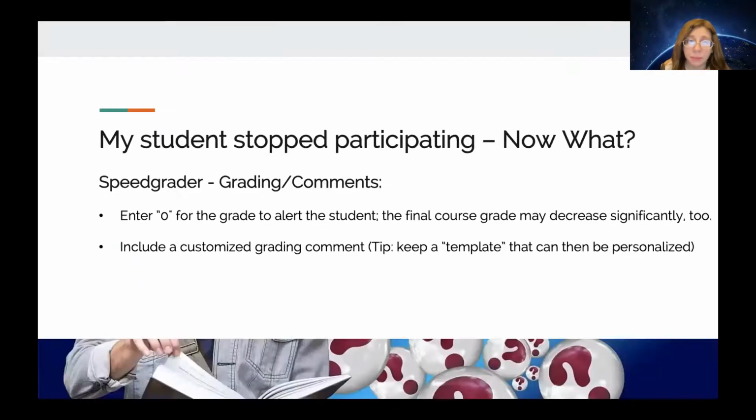All right, so these are all things we can do to try and help prevent non-participation, but it's incredibly common that a student will stop participating. So what do we do at this point? So the first recommendation would be to put a 0 in SpeedGrader, in the grade book, and that alerts the student, right? It might affect their course grade. Whoa, what happened here? Or even if it doesn't, it is an alert. Maybe they forgot to do the assignment. And in addition to that, including a customized grading comment.